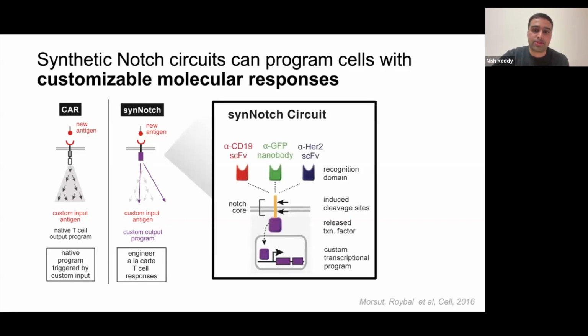These synthetic Notch receptors are highly customizable in that their recognition domain can be changed to reprogram these cells to detect different targets. And it has a transmembrane notch core that, when cleaved upon binding, can release a transcription factor and induce the production of a custom transgene. So in short, these synthetic receptors allow you to have a cell recognize a particular target and induce a custom response.